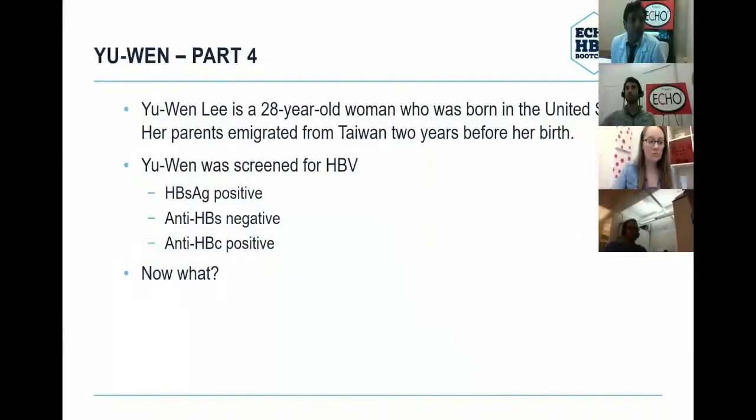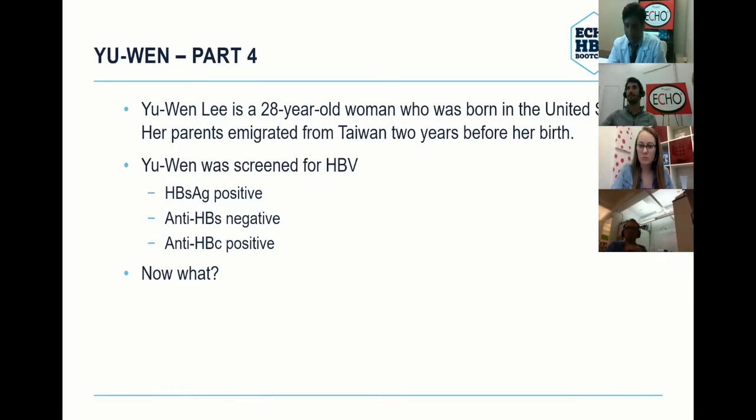Now remember, these three are the important serologies that you want whenever you're screening for patients, because that tells us what this patient might have. So the question for the group, again, is now what? Does this patient have hepatitis B? What do we do next? If everyone had their mics on, we could actually have an interesting conversation about this.